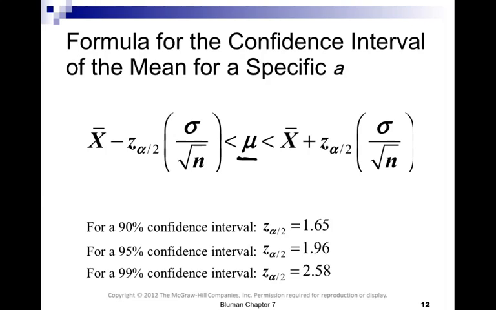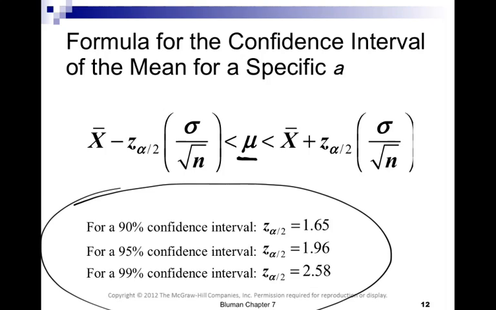Now, for a 90%, you need to remember these. So these are important for you to remember. For a 90% confidence interval, z of alpha over 2 is 1.65. For a 95% confidence interval, it's 1.96. And for a 99% confidence interval, it's 2.58. And so those are the z values you're going to use right here and here, depending on what size confidence interval is stated in the problem.